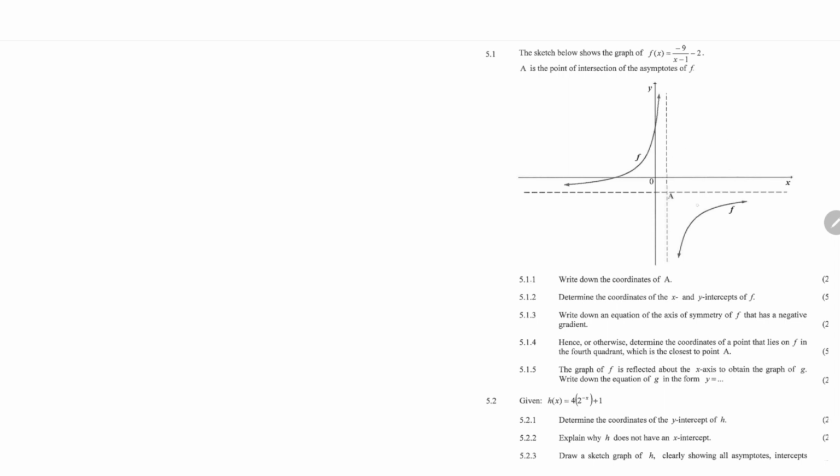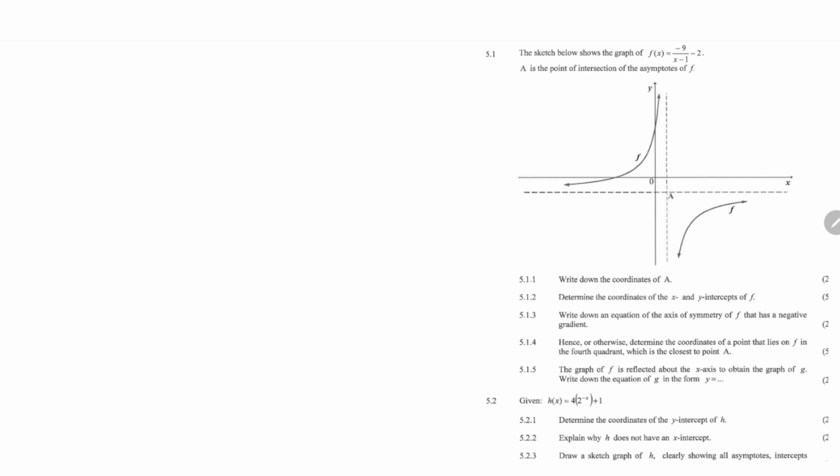As we can see, this is a hyperbola, and we are required to find the coordinates of A. So how are we going to find the coordinates of A? The first thing we will do is check out the A. A is the intersection of the horizontal and the vertical asymptote of the graph f. So now what we will do is find the asymptotes of the graph f, and then they will give us the point of intersection, which is A in this case.